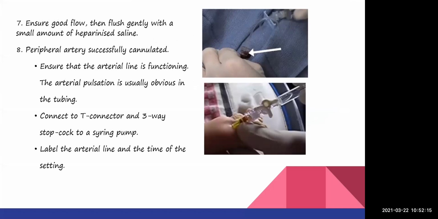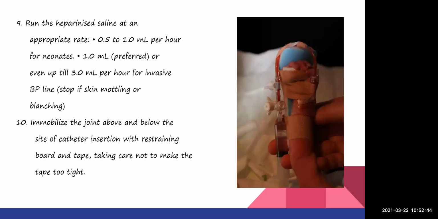So we have to make sure that the peripheral artery is successfully cannulated. So how do we ensure this? We ensure that the arterial line is functioning by trying to find if there is obvious arterial pulsation in the tubing. So after that, we connect to the T connector and three-way stopcock to a syringe pump, and we label the arterial line. We also label the time.